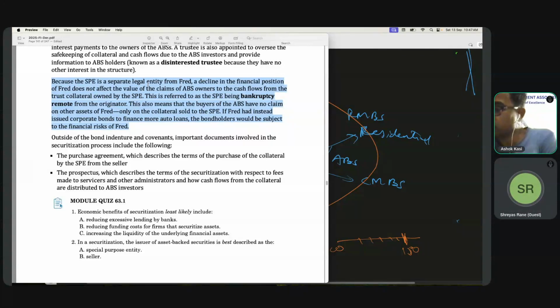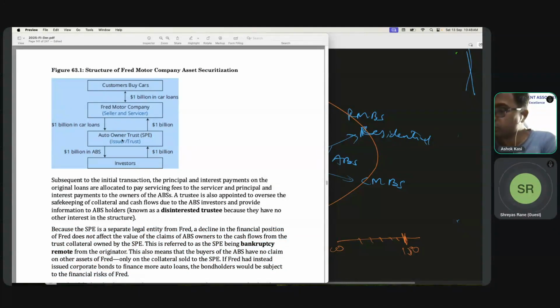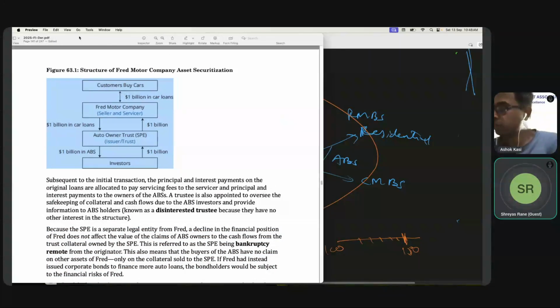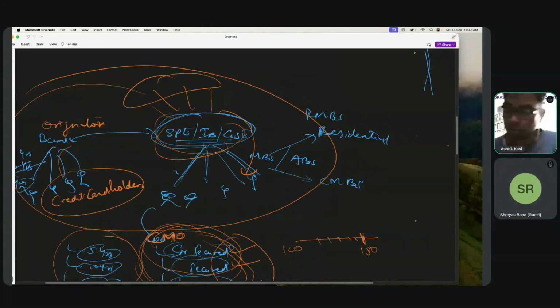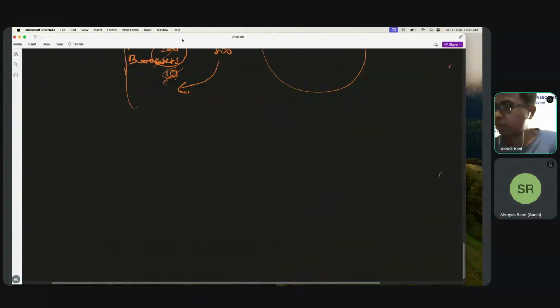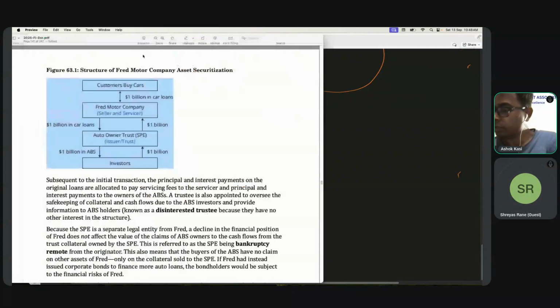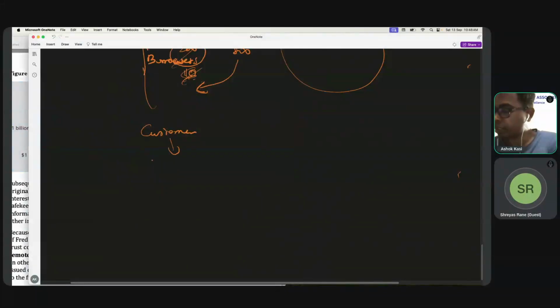Special purpose vehicle is a separate legal entity from Ford. See, this is customers buying cars, they are going to Ford Motor Company. Then Motor Company is going to some sort of special purpose entity and they are connected. It is as simple as imagine you are going to buy a Bajaj bike. When you say I want to buy a Bajaj bike, the customer is going to Bajaj Auto to buy the bike.